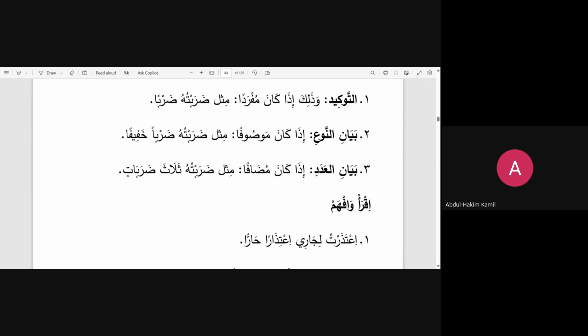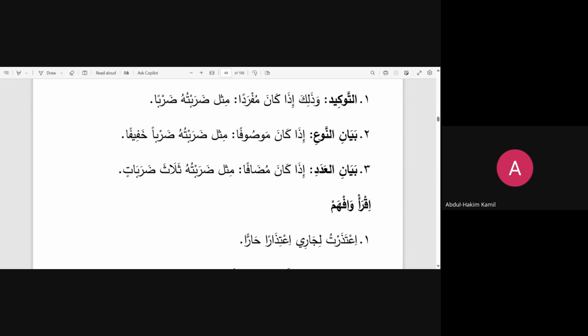And hold on, before that, let's look at these examples we have here. Tawkeed. In the example, it says, darabtuhu darban. I hit him a hit. Like you want to emphasize that you actually hit him. Did you hit him? No, darabtuhu darban. When you say darban, you're trying to convey and stress to the listener that you actually hit him. Not like you wanted to hit him or you were thinking about hitting him.